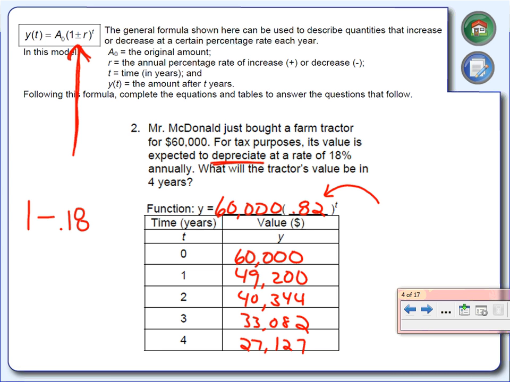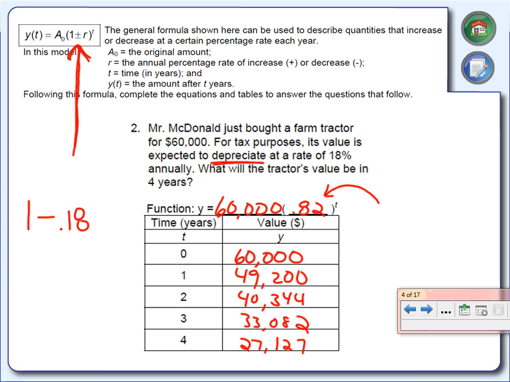All right, so notice here, after 4 years of owning this tractor, how much is that tractor going to be worth after 4 years? $27,127. So it's lost a lot of its value, guys. It used to be worth $60,000. Now it's only worth $27,127.